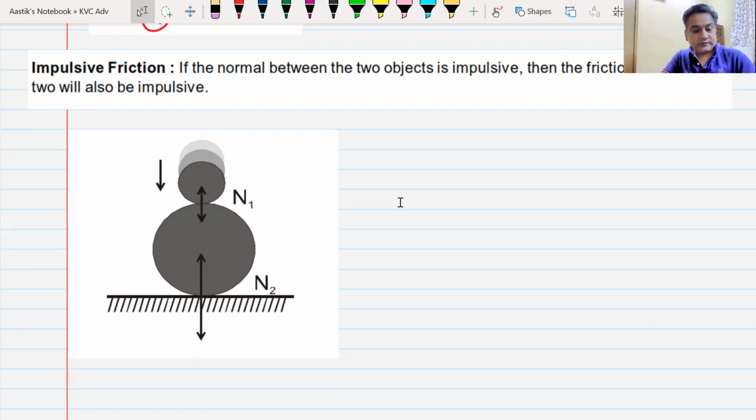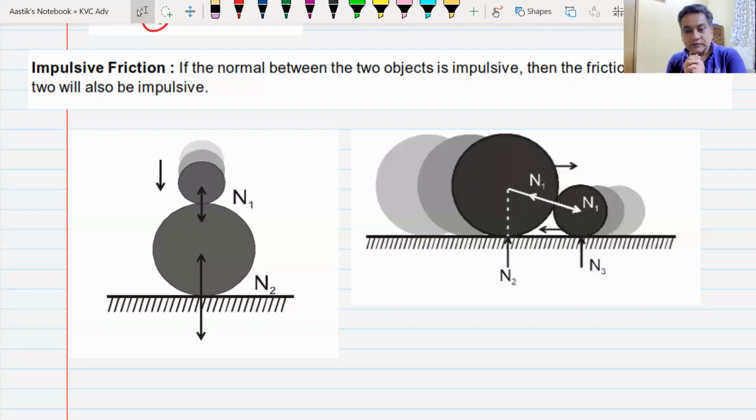Looking at the next diagram, here we know N1 and N3 are impulsive. So friction because of N1 and N3 would be impulsive. Friction because of N2 would be non-impulsive. And do we understand this? Yes, sir. Okay.